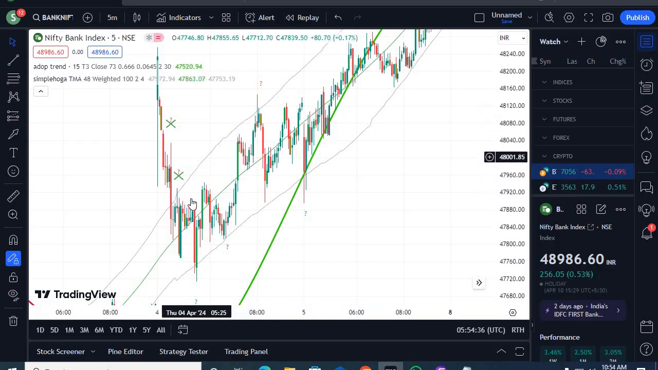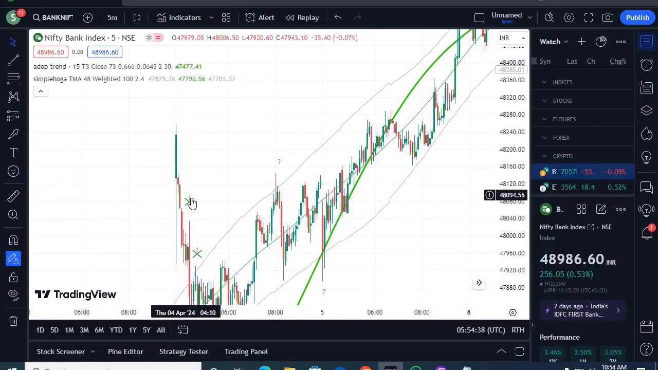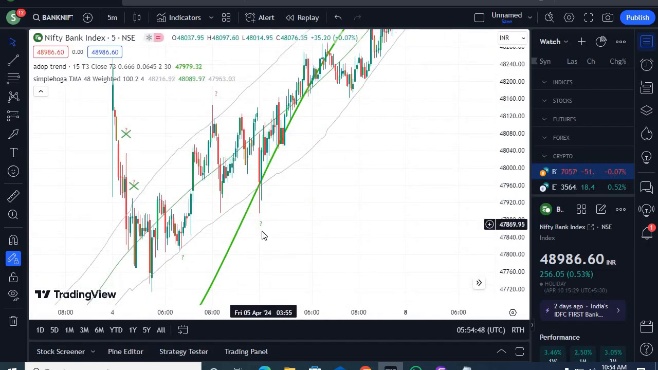Just keep your eyes on the cross signal. That means you do not need to go for the sell trade. When you get the single question mark signal, that means you can go for the sell trade or buy trade. When you get a green question mark signal, go for the buy trade. When you get a red question mark, go for the sell trade. And when you get the signal with the cross, that means you do not need to go for the buy or sell trade.